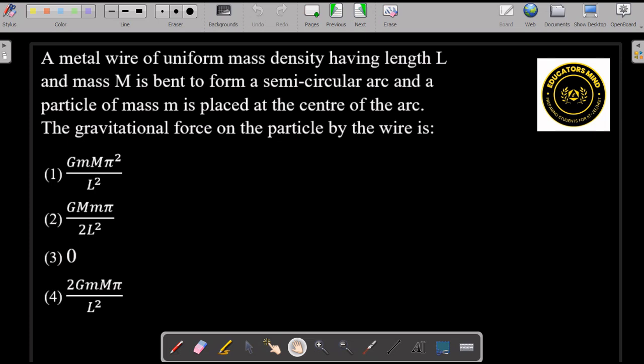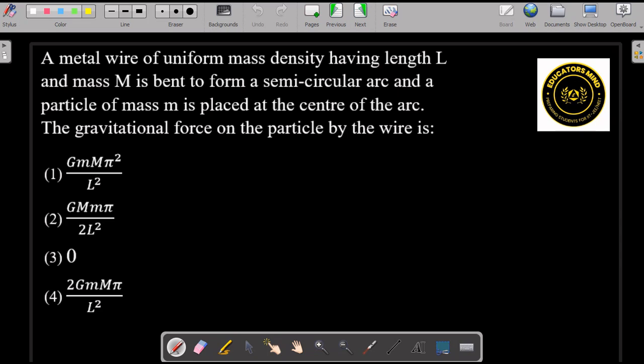Hello students. So in this session we are going to discuss the previous year questions of 2024 JEE Main on this chapter, gravitation. Okay. So let's start with the first question.